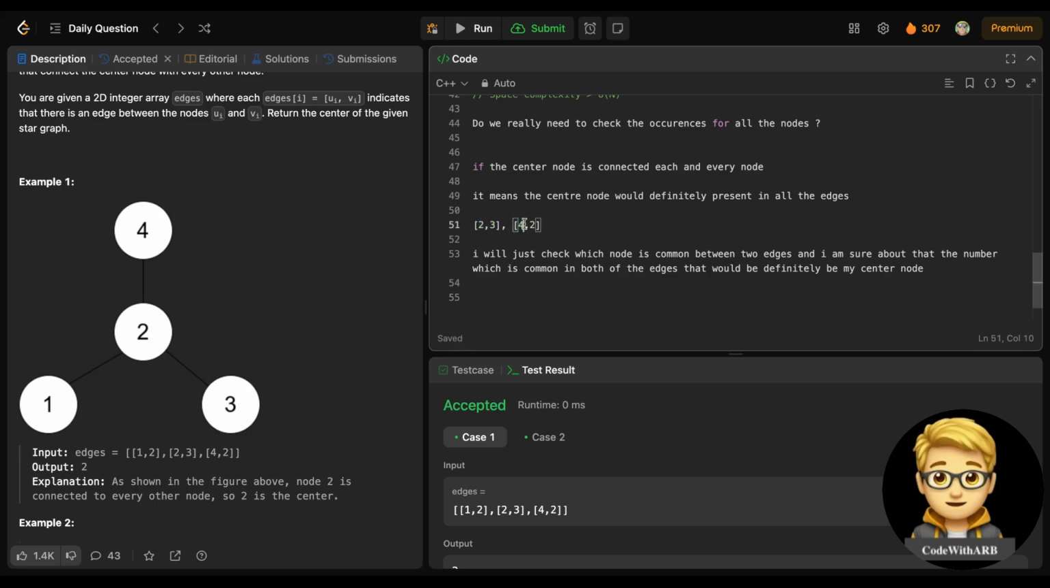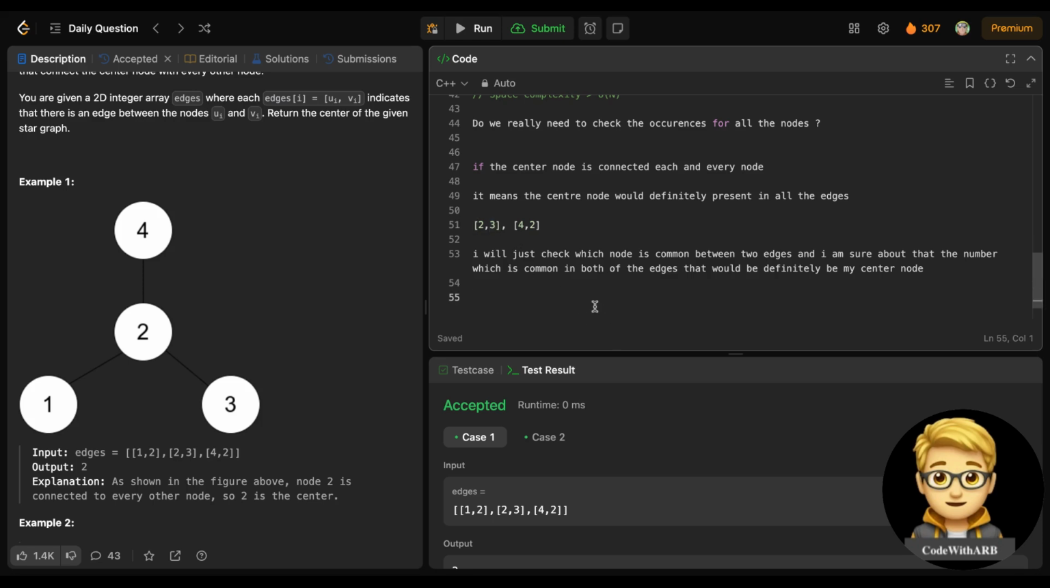How am I saying that? Because for a center node, each and every edge would definitely contain the center node. And if there is a common node between two edges, it means that would definitely be my center node, right? Because both edges are different, and both edges are pairing two different vertices with the center node. So the common vertex between these two edges would definitely be my center node, right?